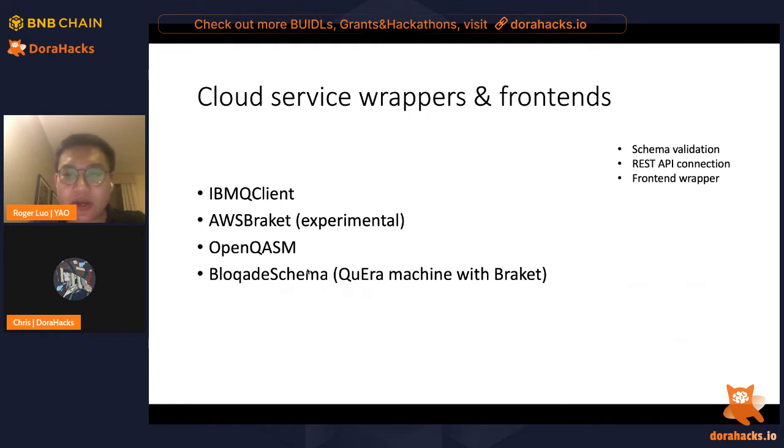In the end, we also care about cloud servers, wrappers, and real connections with the hardware. We currently have a client for IBM quantum services and an experimental implementation of the AWS Braket client. And in July, we're going to have a blockade schema that connects to the Rydberg machine from QuEra Computing.